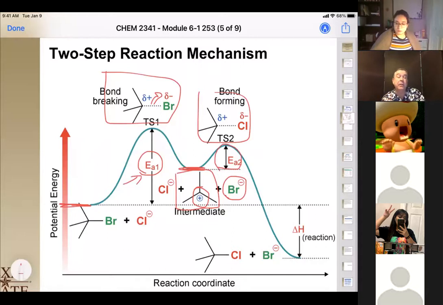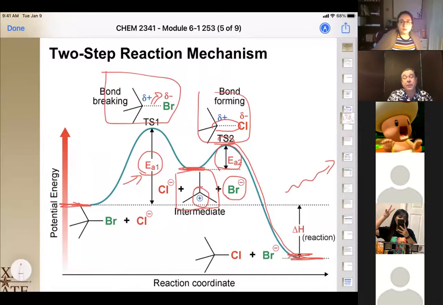It's not as stable. It wants to form a new bond. And so it does form its new bond in its second transition state, and then that cascades down to products. Because the products are lower in potential energy than our starting materials, we give off heat. It is exothermic, and our products are more stable than our starting materials.